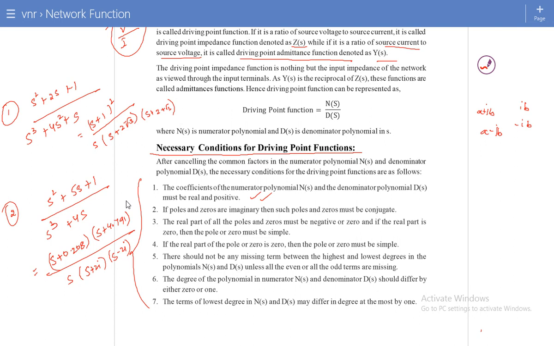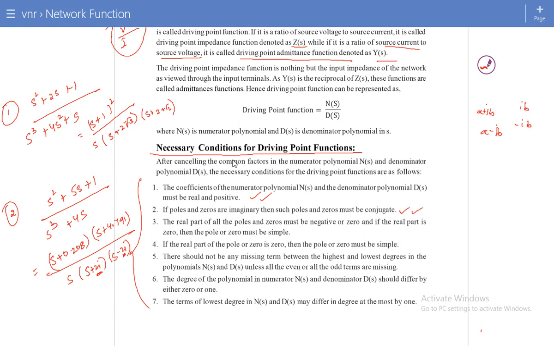Okay, so see the second property: if the poles are conjugate, see here, poles are conjugate. If 2i is one of the poles, then minus 2i is another pole. Here there are no other complex poles. So the second property is also satisfied by both the functions. Third property.